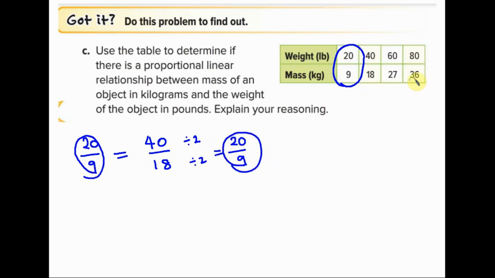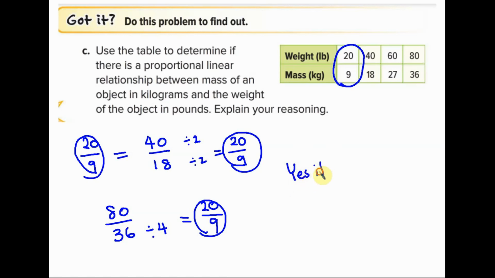Just to make sure, I want to do one more. So for example, let's pick 80 over 36. 80 over 36 doesn't look even close to 20 over 9, but let's see if I can simplify. Let me start with dividing by 4. If I divide by 4 on top, I would get 20, and 36 divided by 4, I will also get 9. So you notice that all of those ratios are the same. So can I say this is a proportional linear relationship? The answer is yes, it is.